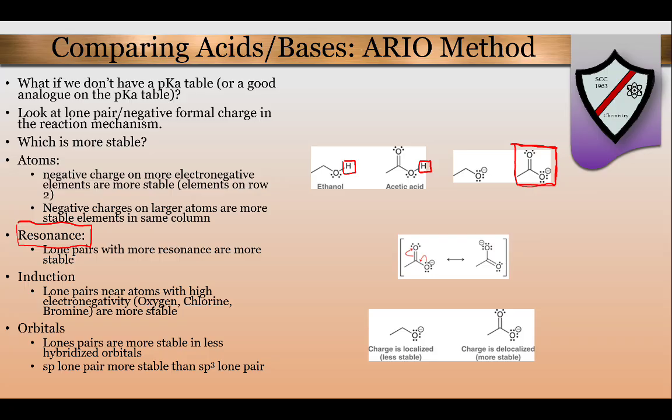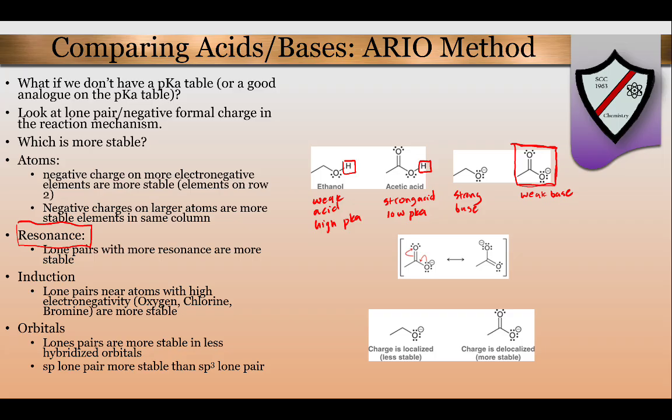It's a weak base. That negative charge is pretty balanced out over those two oxygens. It doesn't need to go out and replace the hydrogen very quickly. So this is a weak base. This is a strong acid with a low pKa. This is a strong base. This is a weak acid with a high pKa. And hopefully that relationship makes sense to you.